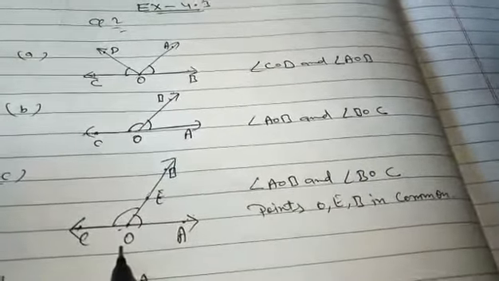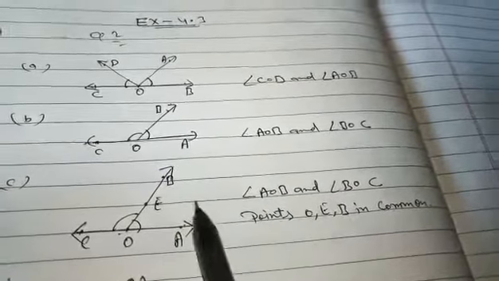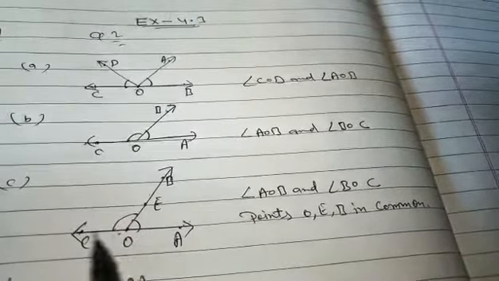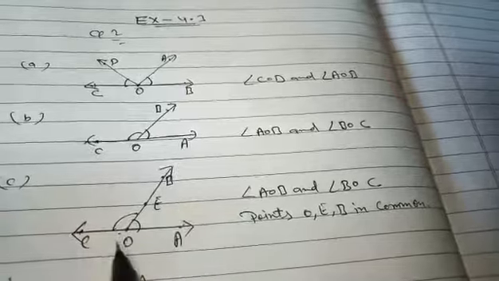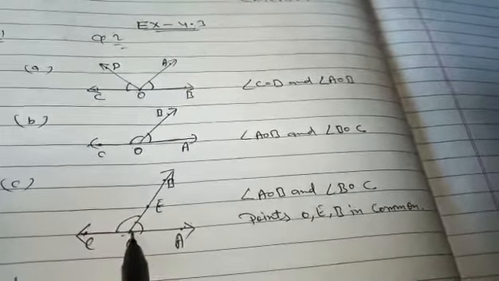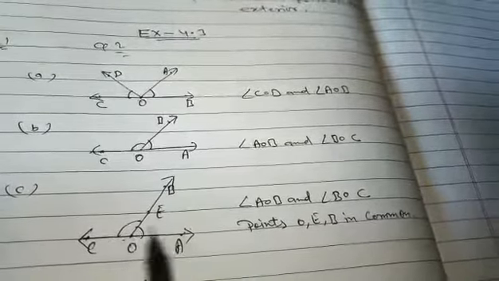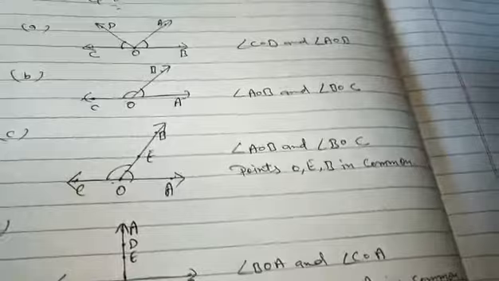Similarly, 3 points in common. Now you see angles AOB and BOC. In angles AOB and BOC, 3 points are common. That is O, E, B are the 3 points. They lie in both angles and they are common. Next, 4 points in common.